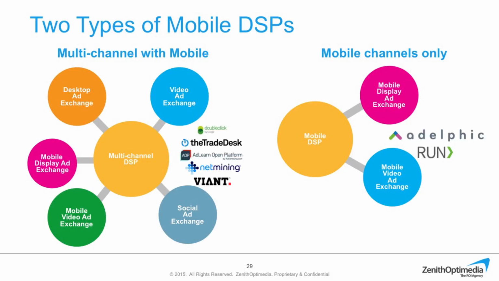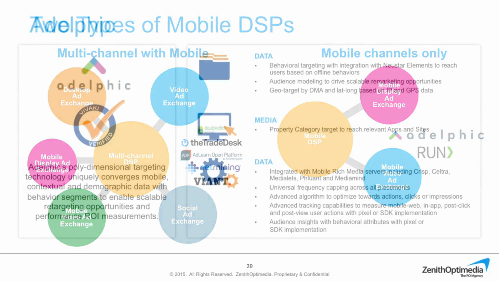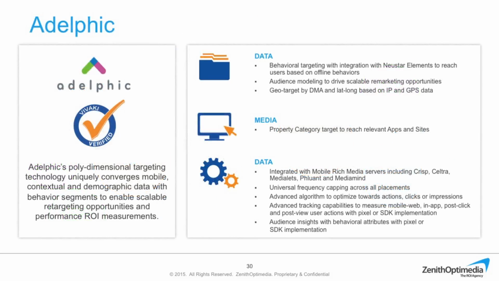However, with the mobile channel DSPs, the algorithms are really born out of mobile device signals. They track users across mobile environments, and they are capable of onboarding behavioral data and have advanced location targeting. Some of these DSPs include Adelphic and Run. Now let's take a look at Adelphic. Adelphic is a Viviki-verified Tier 1 DSP. Adelphic has been chosen because of their polydimensional targeting technology, which is unique for their geofencing.